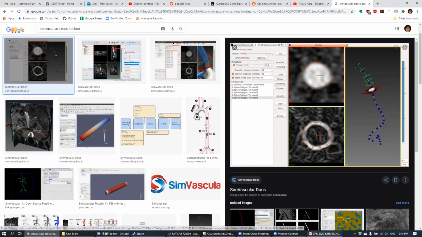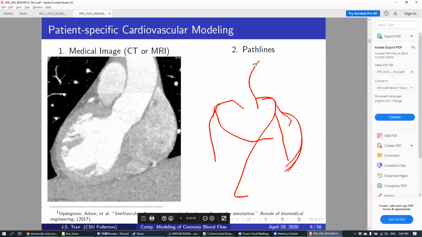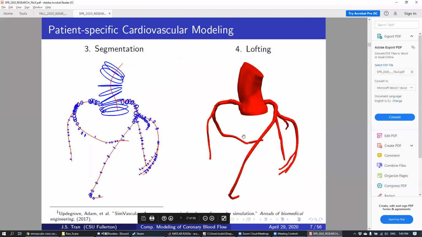Yeah, so you're using the same image data for both. You do it in two steps. In the first step, we draw these centerline paths just to show us where our vessels are. Then from there, we manually trace out the cross-sectional areas using the same image data.